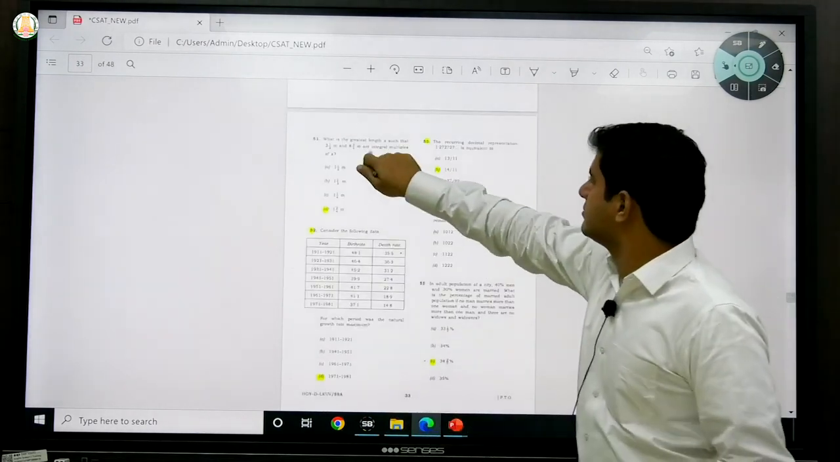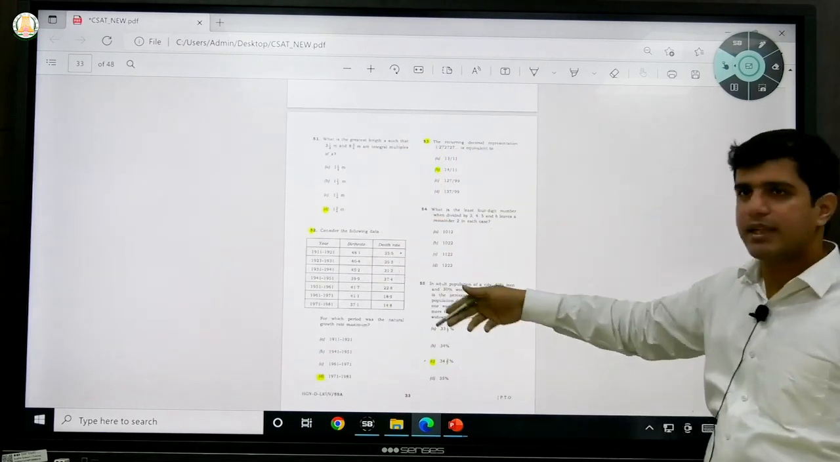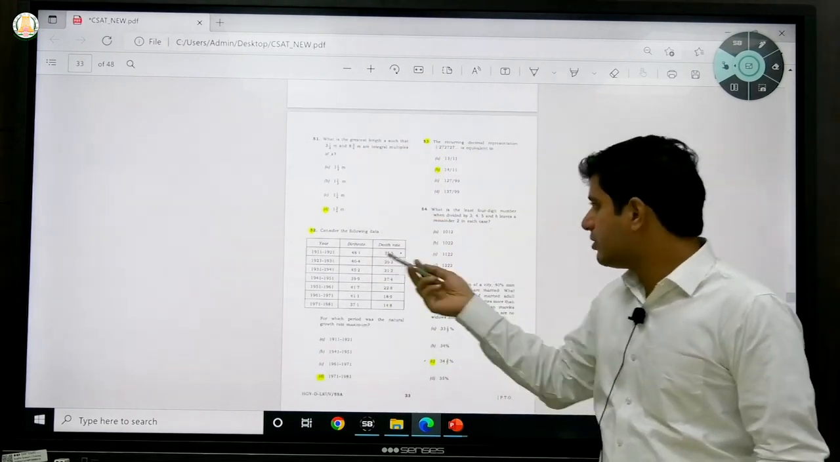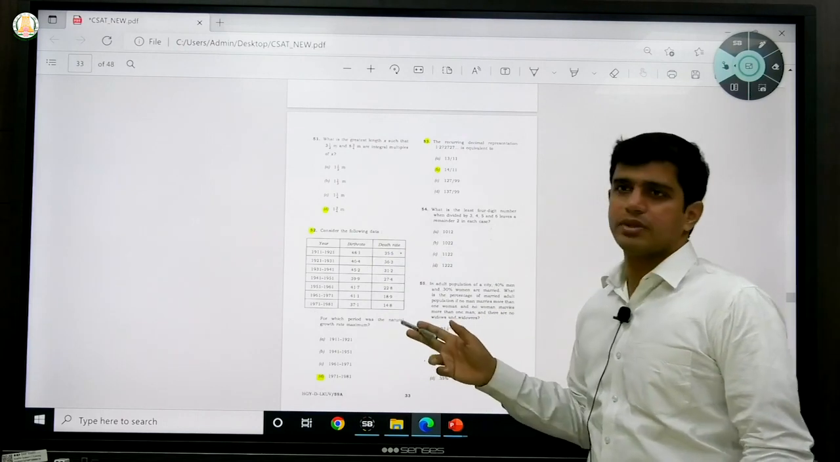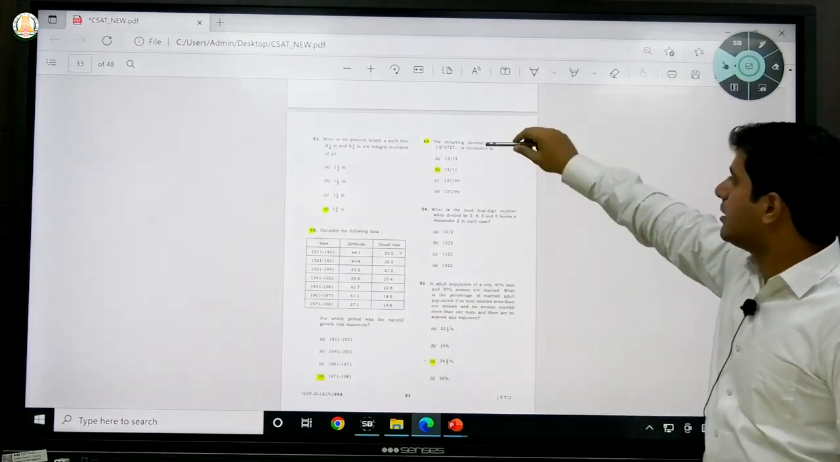Again, length. This is again an LCM problem that we have seen. A table is given, asking data interpretation. We know here, you know, birth rate, death rate. He's telling natural growth rate. So just subtract, you will get the natural growth. Again, a recurring decimal.